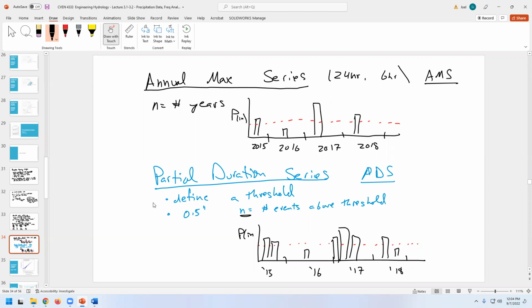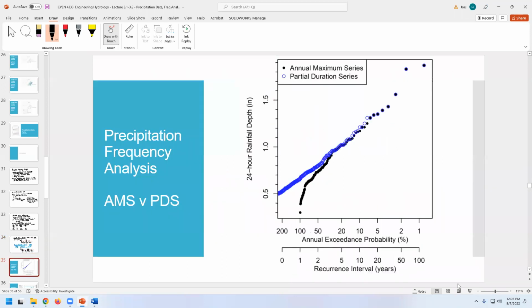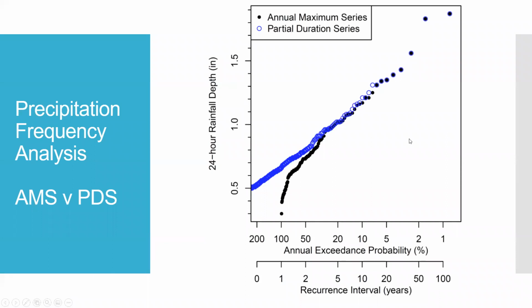So we'll look at a comparison of the partial duration series to the annual maximum series. And if I plot those data, I've got P here, annual exceedance probability. Notice that it goes from large to small here. So this would be 2. So we have 2 events per year. The recurrence interval is 0.5 years. And then here we have 1% over here. So really big events.